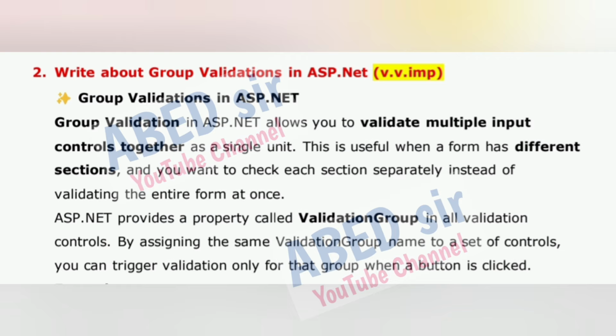This is useful when a form has different sections and you want to check each section separately instead of validating the entire form at once. ASP.NET provides a property called ValidationGroup in all validation controls. By assigning the same validation group name to a set of controls, you can trigger validation only for that group when a button is clicked.